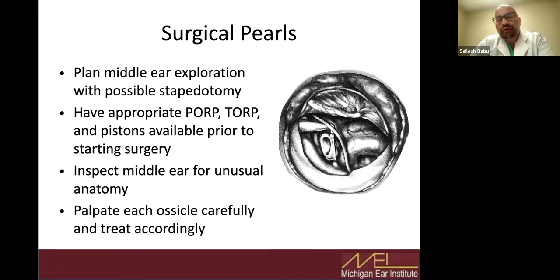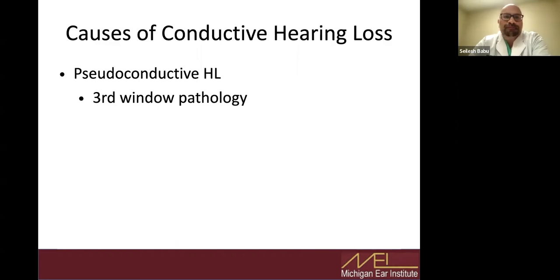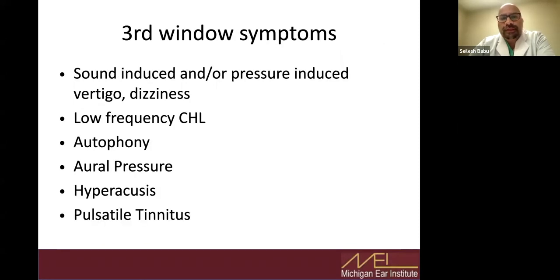And then as soon as you get in the ear, you always want to palpate all the ossicles completely, confirm that the stapes seems to be fixed, and then you proceed on appropriately. So, and then we'll switch gears here and talk about superior canal dehiscence, or third window pathology, which is another cause of conductive hearing loss. Third window symptoms are caused by sound-induced or pressure-induced vertigo and imbalance, dizziness.